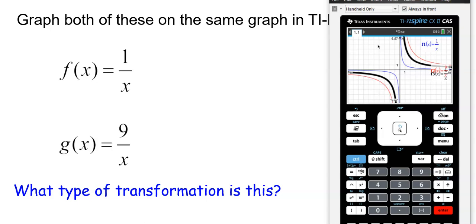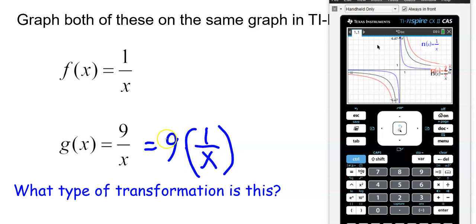Usually we have this when you have a number in front. This is not exactly a number in front, although I could write it like that, 9 times 1 over x. If you think of 1 over x as the function, and a number like 9 is in front of it, whereas in this one, 1 is in front of the function. So anytime you have a number bigger than 1, it's going to vertically stretch the function. So that's what's happening here, you're vertically stretching the y values of this function. So that's called a vertical stretch. If you had a number in front that was like 1/2, that would vertically shrink it.